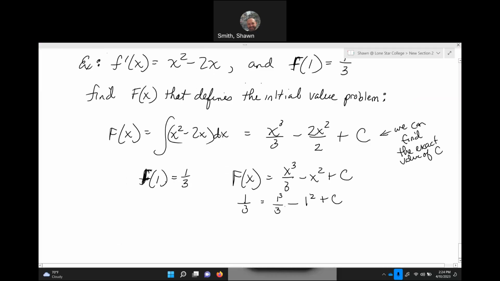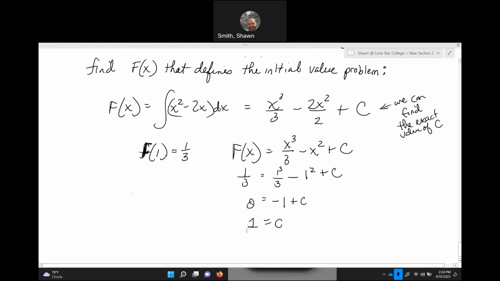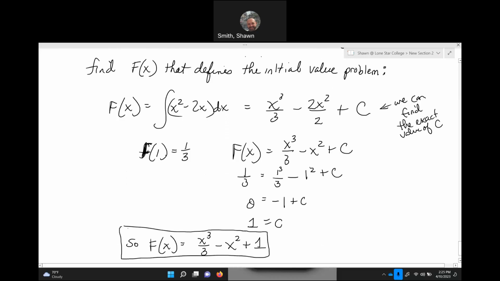So these are really easy. That's 1/3, that's 1/3 on both sides. Minus 1 squared, 0 equals -1 plus C. C is equal to 1. So F of x specifically for our initial value problem is x cubed over 3 minus x squared plus C, which is now 1. Again, it varies by that constant. All the derivatives are the same no matter what that constant would be. However, it's just specific to this unique situation.